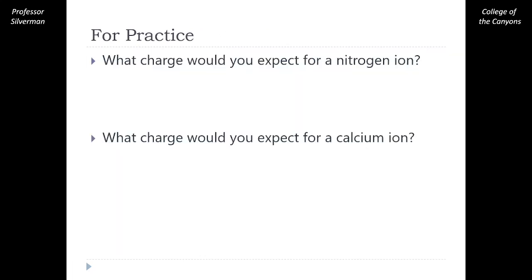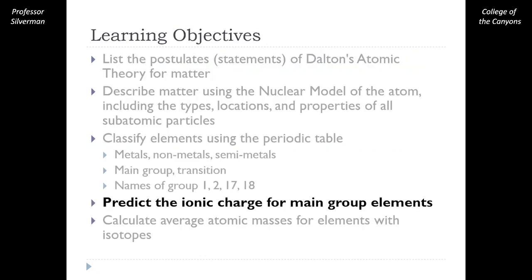All right, we've done some examples. Now we have a practice problem for you all. Grab some paper and decide what is the charge for nitrogen, what is the charge for calcium. See if you can get it. Well, there we go. We've accomplished our goal. Now we can predict the charge for our main group elements when they form ions.